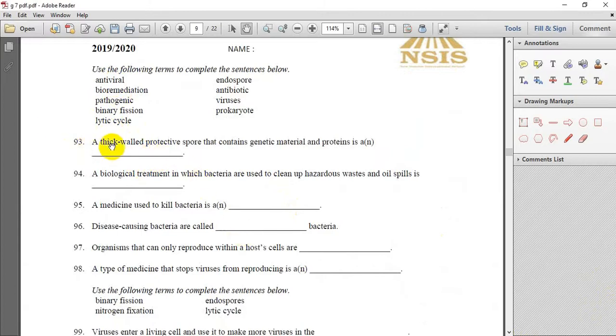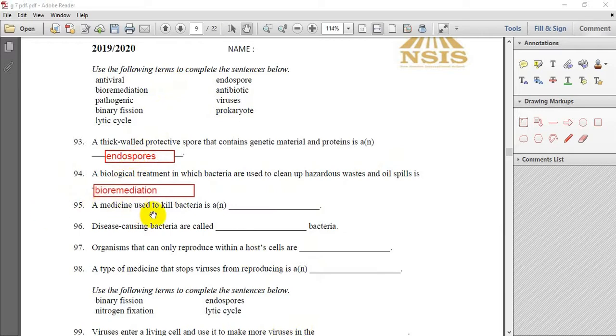Question 93. A thick-walled protective spore that contains genetic material and proteins. As we said before, the one that they found in fossils was endospore. Question 94. A biological treatment in which bacteria are used to clean up hazardous wastes and oil spills. The answer is bioremediation.